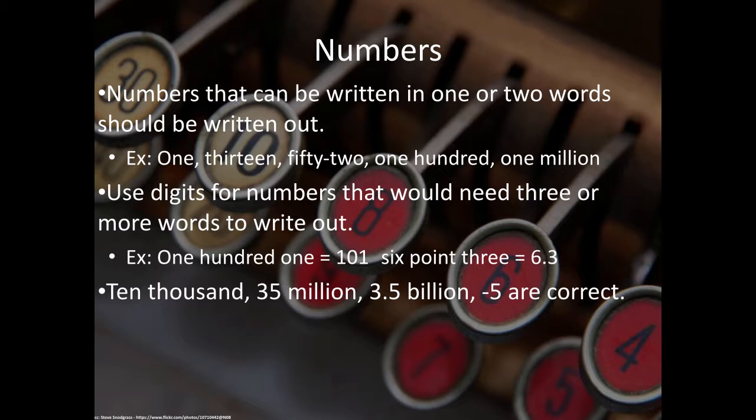But notice 35 million, you write the 35 in digits, and then you write out the word million. It's a lot cleaner than 35,000,000. No one wants to see that in the paper. So having a couple digits and then the word thousand, million, or billion fits a lot better.